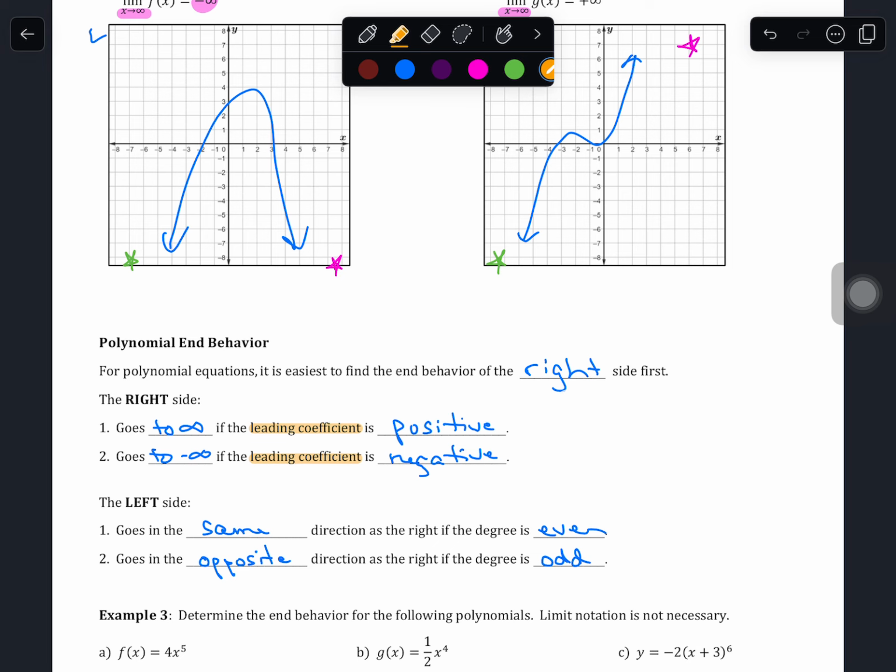Once you have the right side established, you're going to look at the left side. If it's an even degree, the arrows have to go in the same direction. So if you had a leading coefficient that was positive and you knew that it was going to end going uphill, like up here in this example, and it was an even degree, then I know the left side has to go up too, because they're always going to start and end in the same direction, only if it's even though. If it's odd, they're going to go in opposite directions. So it's just going to be the exact opposite of what you discovered on the right side.